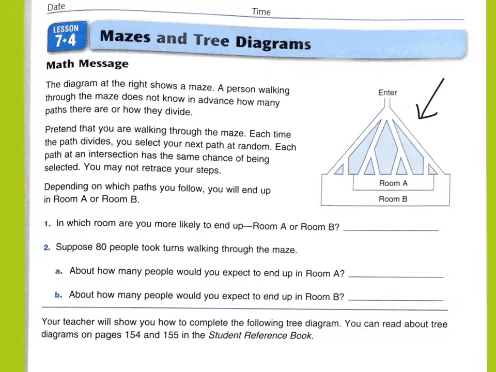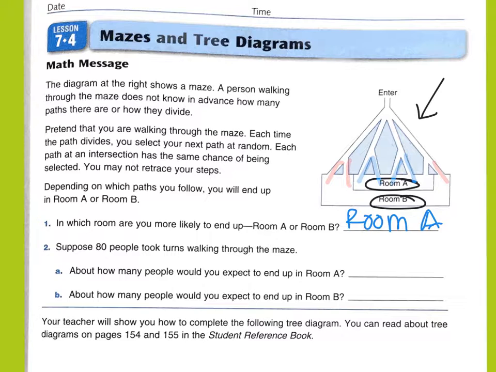Depending on which paths you follow, you will end up in room A or room B. So number one, in which room are you more likely to end up, room A or room B? So what we're going to look at are the entryways here. To get into room B, we have 1, 2, 3 possible entrances. Room A, we have 1, 2, 3, 4. So we're definitely more likely to end up in room A. We have more entrances, which means if we were going at random, we would be a little more likely to go in there.